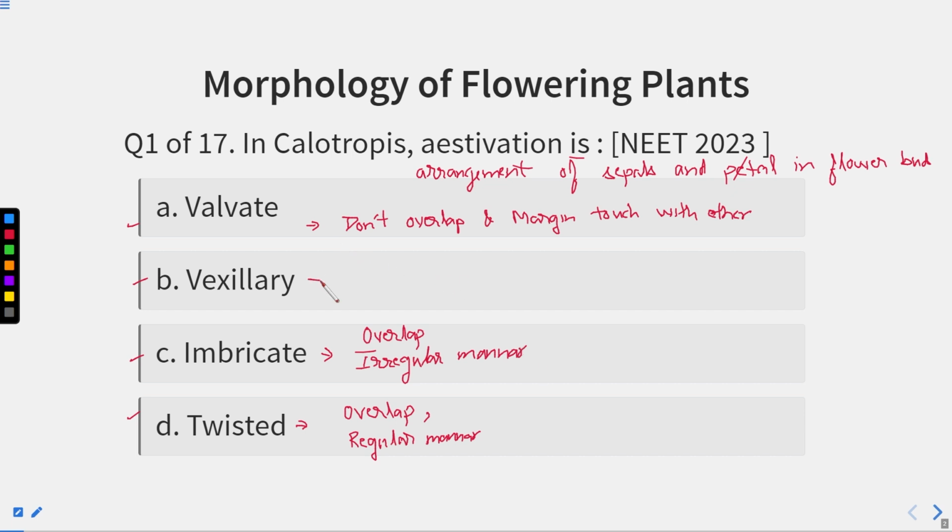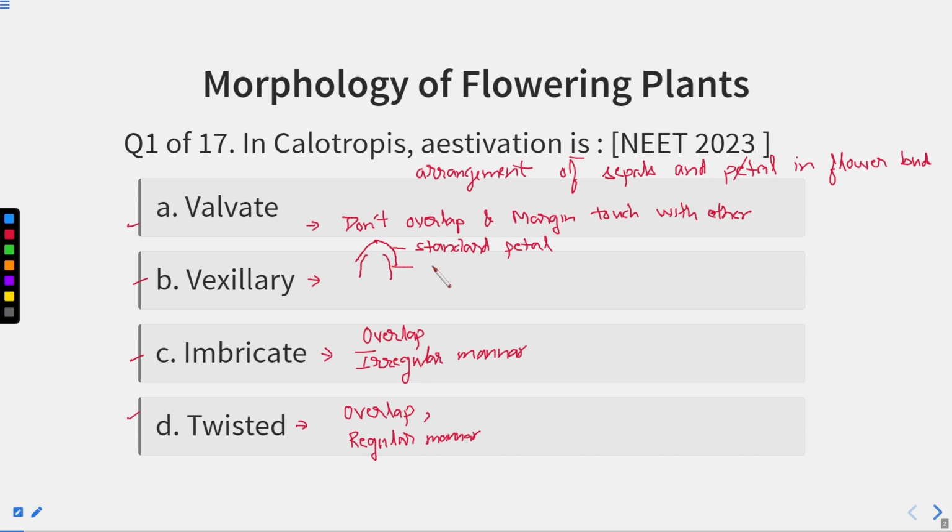Okay, now let's talk about the vexillary estivation. So this is a different kind of estivation. Okay, what happens here? Diagrammatically I'll explain. There is one large petal here, which is known as standard petal. This is the largest petal, one giant petal, which overlaps or which covers the two lateral petals.